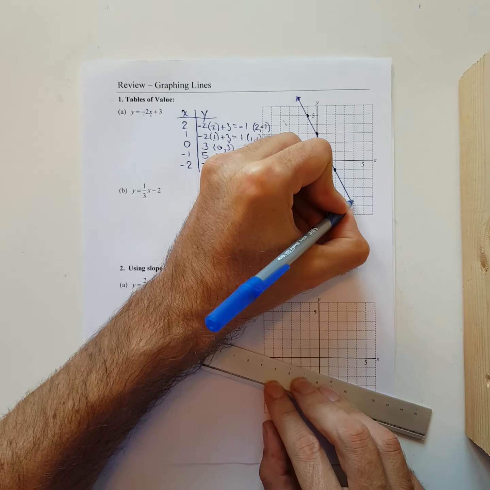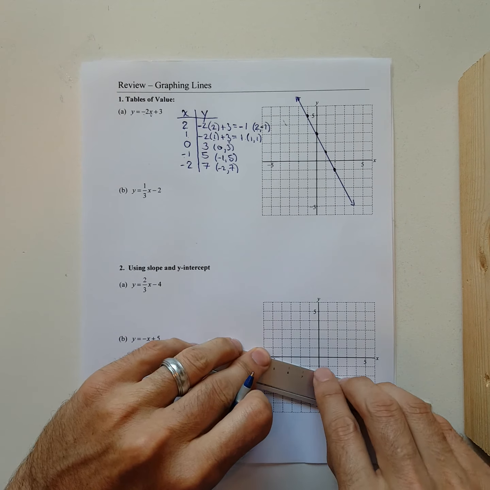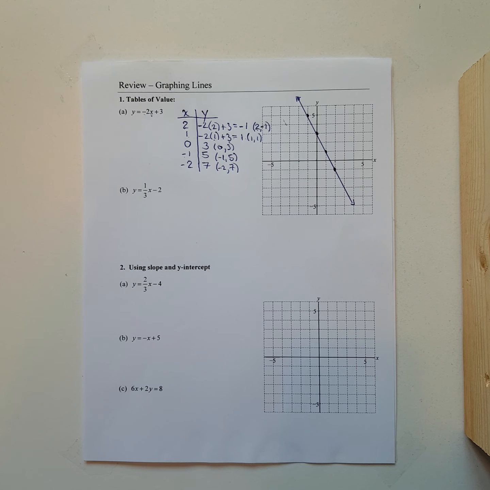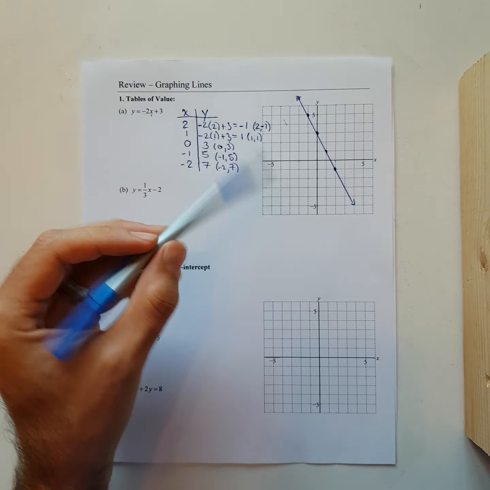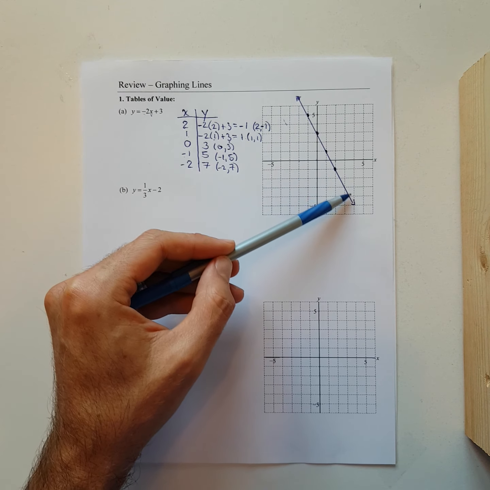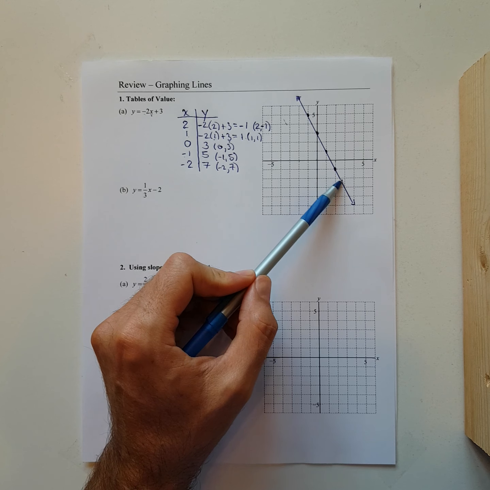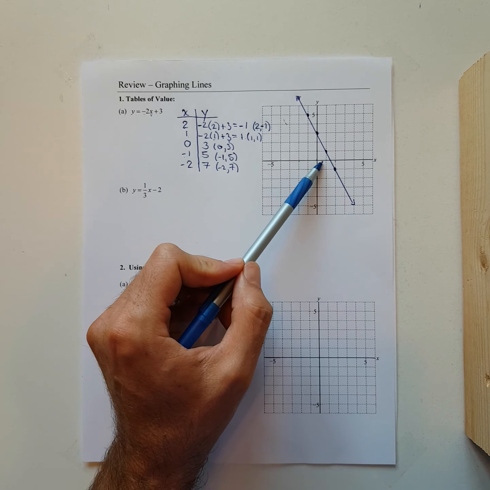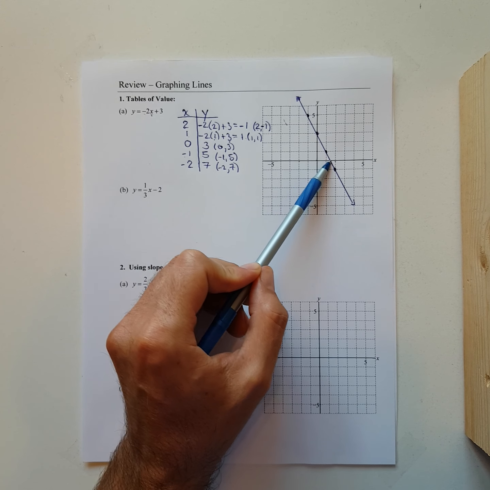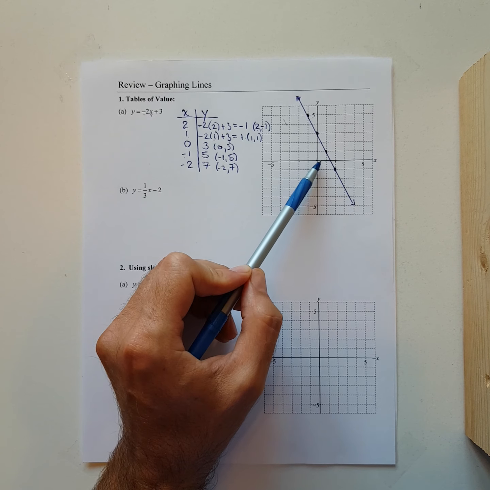I'm going to put an arrow on both ends showing to the reader that that line does continue forever. We've only calculated 5 points, but truly there is an infinite number of points that would be on this graph. We could put in every single nice value. We could also put in decimal values. You could sub in 1.5 and you'd be able to calculate that point right there.